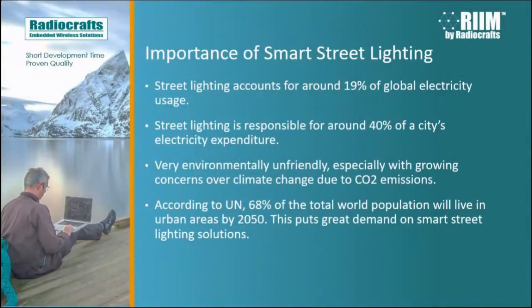So, smart street lighting, before it became smart, like the old style street lighting, it was responsible for around 19% or around 1/5 of the electricity usage around the world. And on a city level, street lighting is responsible for up to 50% of a typical city's electricity usage. As you can imagine, that's a lot of energy, a lot of carbon dioxide emissions. But the good news is this is avoidable when switching to smart street lighting solutions, as we will explain very shortly.